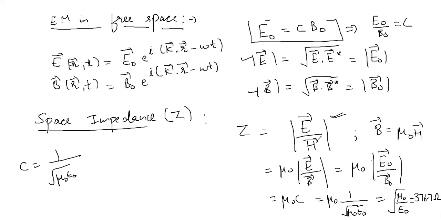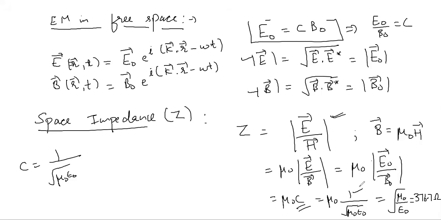What does this physically signify? Here you have C, which is basically the speed of light. So this space impedance, if you are saying that there is no resistance, then why is the speed of light not infinite in free space? If there is no resistance, then your speed of light should be infinite in that case.